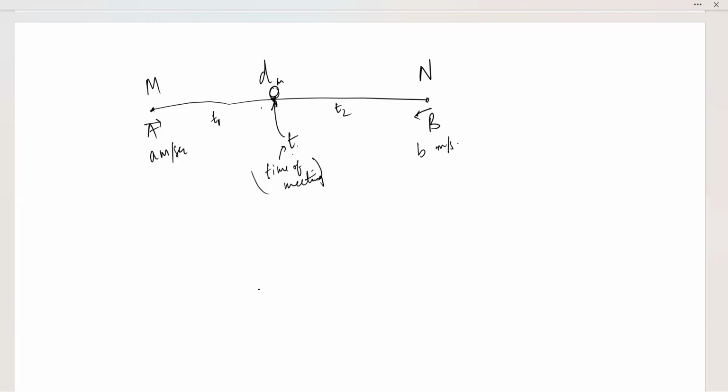यह है the time of meeting. अब पहले तो ये देखते हैं कि what is the time of meeting. Let's say this is T. So T is equal to what? D, which is the distance between the two villages, upon A plus B, because they are moving in the opposite direction. So this is the time. ठीक है. ओके. ये तो हो गया टाइम.